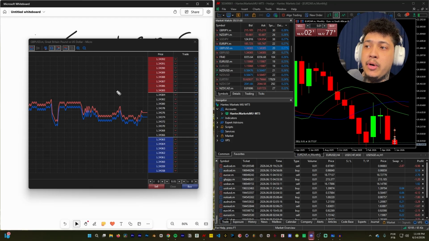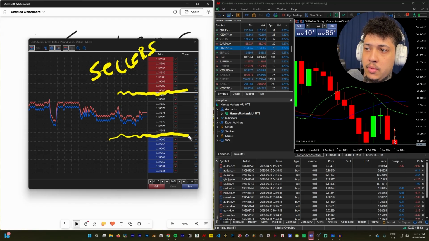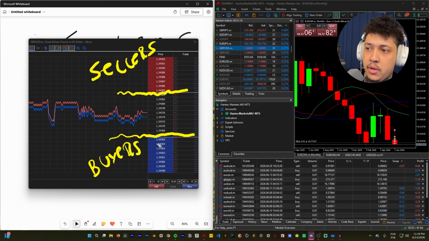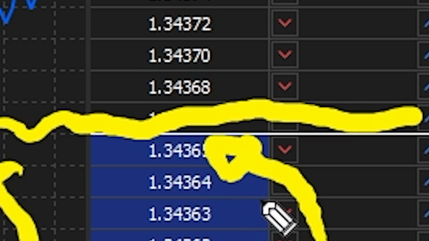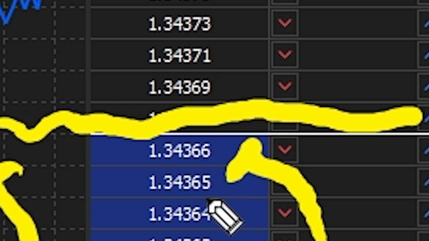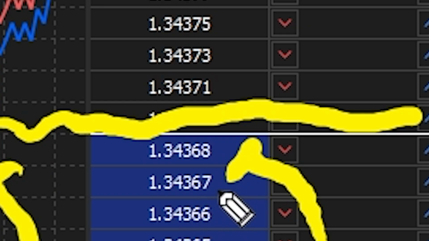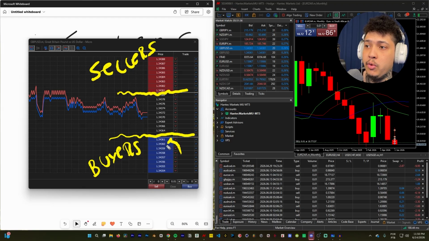I'm going to divide this in 3 parts. This first part here is the sellers, and the bottom is buyers. So if you see this price range at 1.34365, more or less, it changes every second, every minute, that is the maximum price the buyers are willing to pay in this market. So they're trading GBP/USD at 1.34361, but they're not paying more than that, okay?